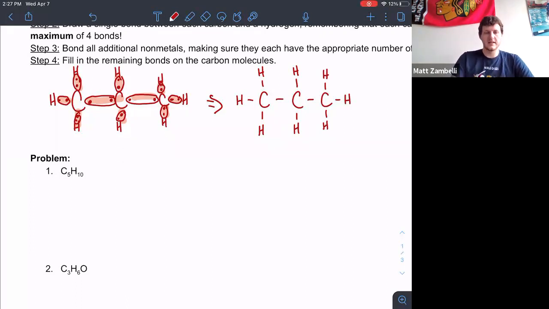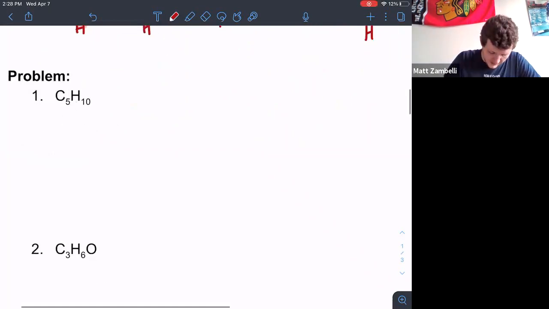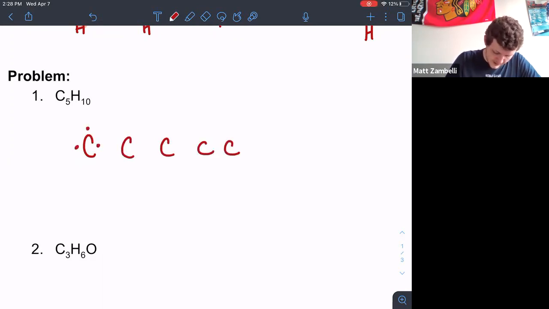All right. Did we figure out this one? All right, I saw a couple thumbs up. So let's go through this one just a little bit quicker this time. So we start with our 5 carbons. So I'm going to draw 5 carbons. Put our valence electrons on each.